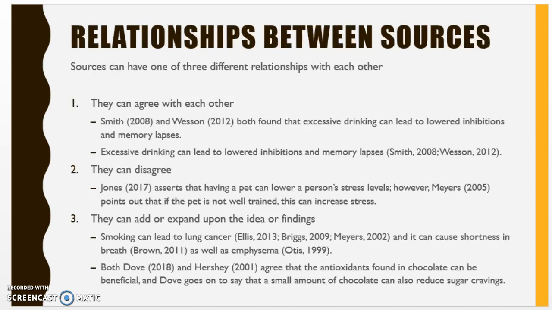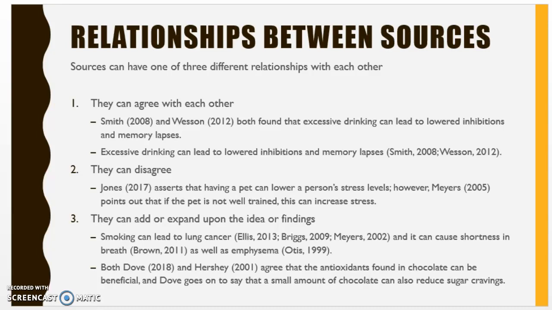The first one is that they can agree with each other. For example, Smith and Wesson both found that excessive drinking can lead to lower inhibitions and memory lapses. Right? We have two sources and our linking or relationship word, which is both. They both found this. The other way to do this would be to say excessive drinking can lead to lower inhibitions and memory lapses, and put the sources within a parenthetical citation at the end of the sentence. And this is the simplest way to synthesize sources. You have Smith, comma, 2008, semicolon, Wesson, 2012. And that shows that they both make this or endorse this statement.